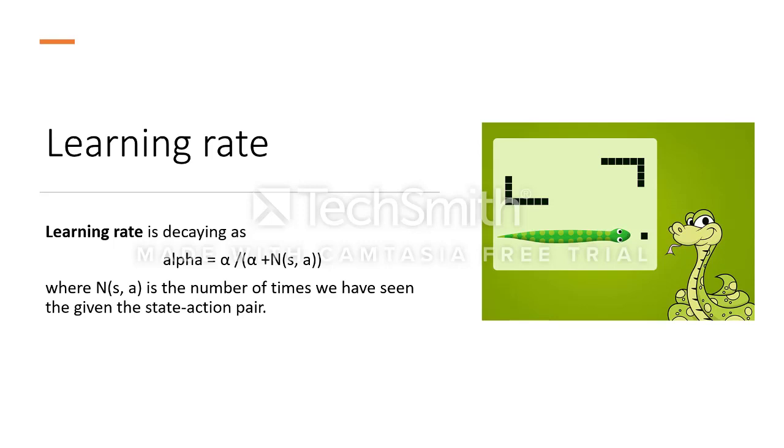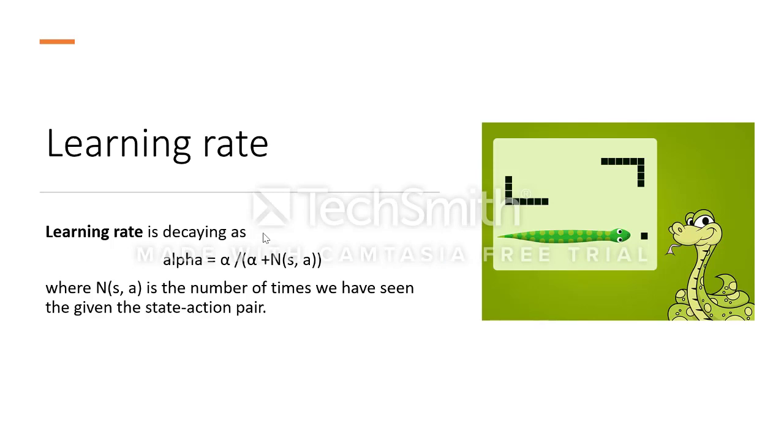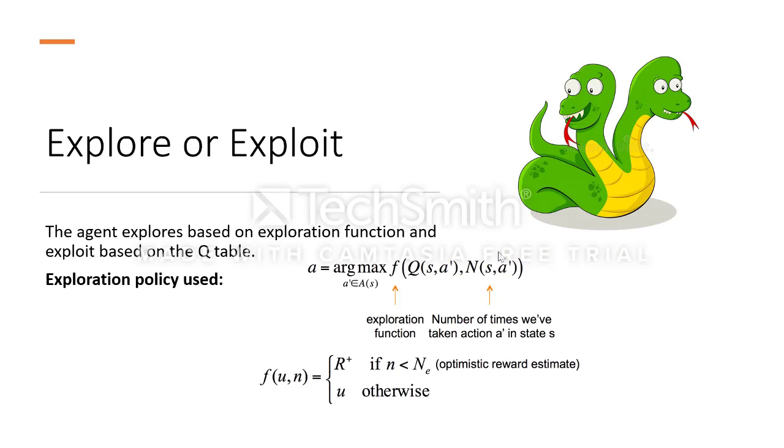Once we have a working game, we need to adjust the learning rate, the discount factor, and the settings used to trade off exploration versus exploitation. The learning rate is decaying, which is proportional to the number of times we have seen a given state action pair. The agent explores based on the exploration function and exploits based on the Q table. But in the test phase, the agent is purely exploiting and always takes the best action to give us the maximum result.